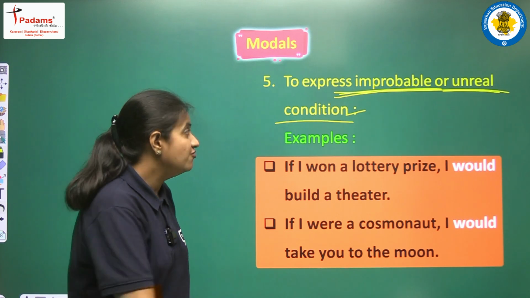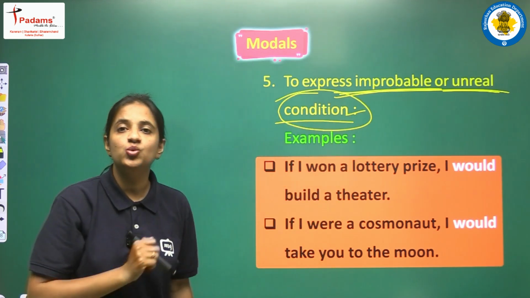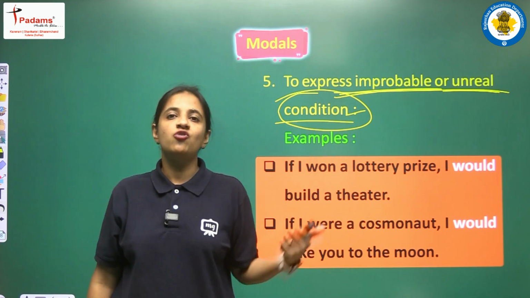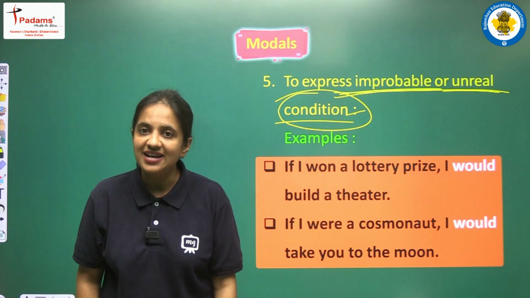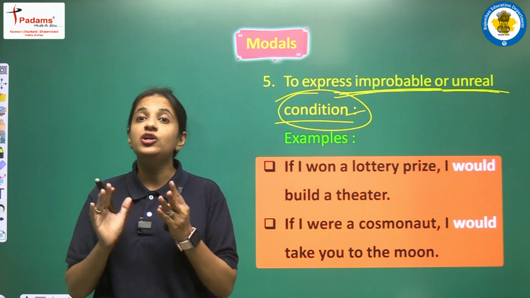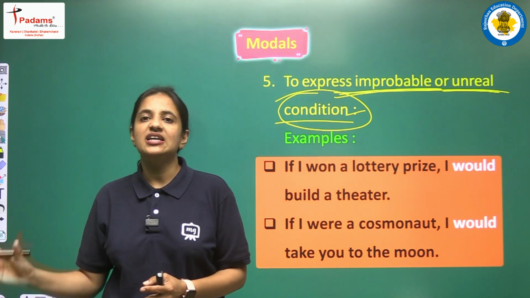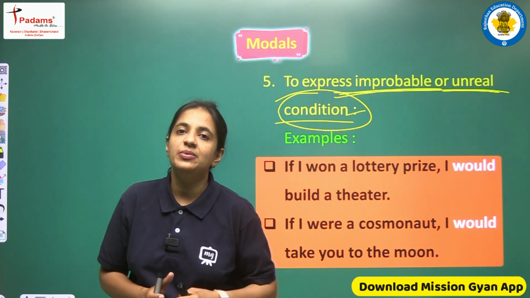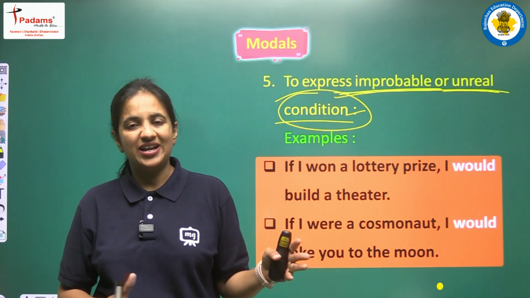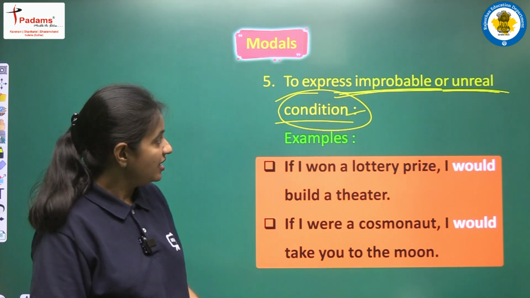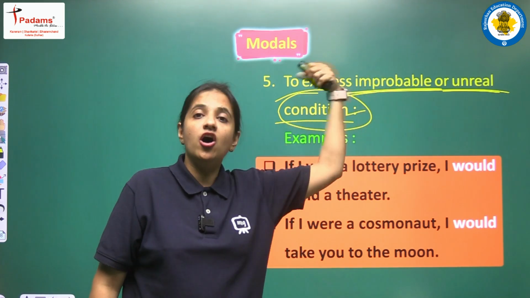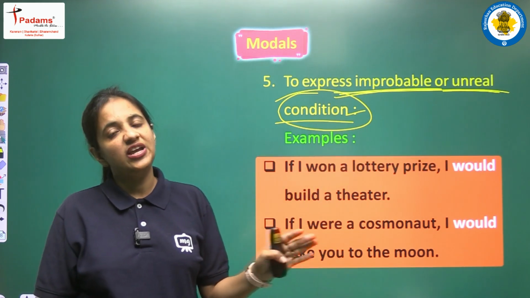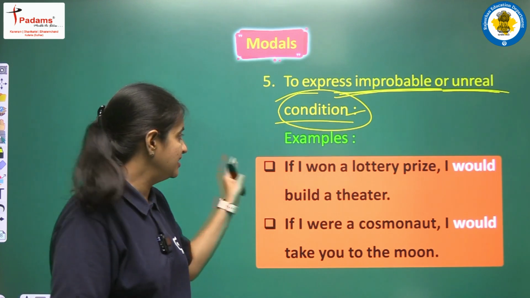So students, first of all, let's try to understand this word condition. We have discussed this term earlier also. What does condition mean? Conditional sentences are the sentences in which we have two clauses. In one clause there will be one or other condition, and in the second clause there will be a result. So that clause is known as the result clause. So if we have some improbable or unreal condition, then in those conditional sentences we can use would. How? Let's see the example.